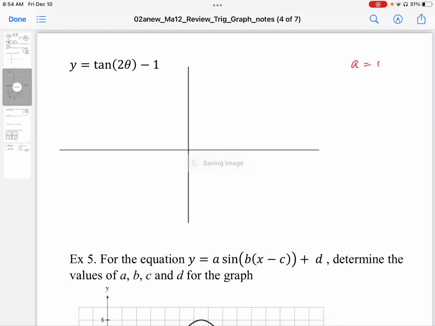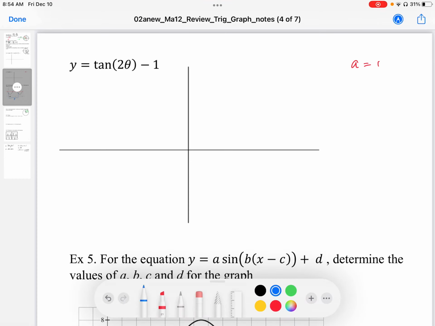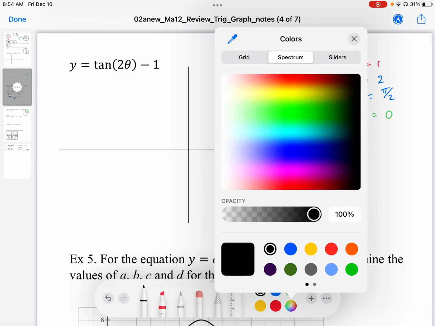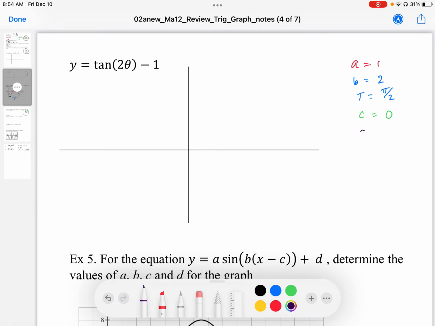Our b value, the b value is equal to 2. That makes our period pi over b, which is pi over 2. With our c value, the c value is our horizontal shift. There's no horizontal shift. And with our d value, we can just find another color here to work with. We'll do purple. Okay, so our d value is our vertical shift, which is -1.